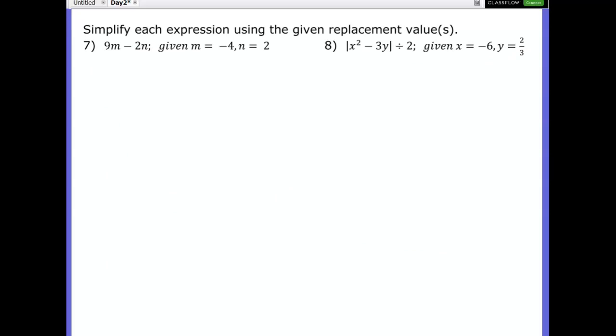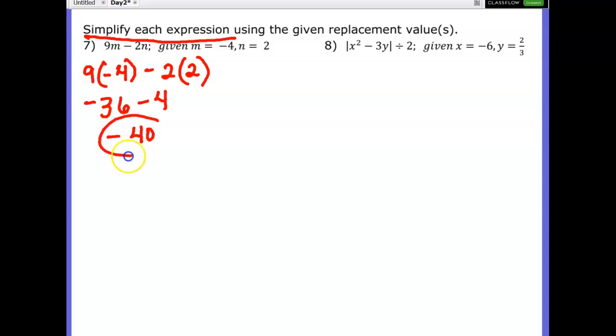All right, or we're going to jump right into simplifying expressions using given replacement values. So what does that mean? Here we have variables. So 9m minus 2n, given that m is equal to negative 4 and n is equal to 2. We're just going to plug the values in. So 9, our m is negative 4, so it's 9 times negative 4 minus 2 times n is 2. Once we do that, we want to simplify the given expression. That means we want to go down as far as we can. So we're just going to follow our order of operations. This would be negative 36 minus 4, and that would give me an answer of negative 40.